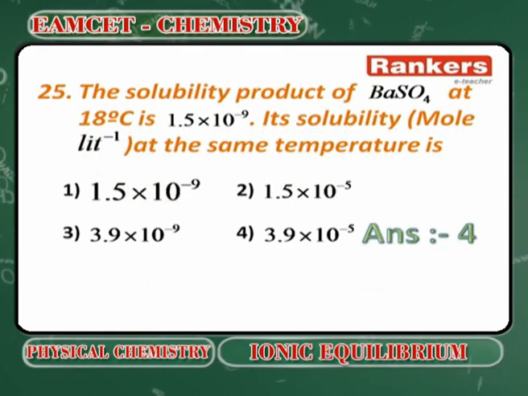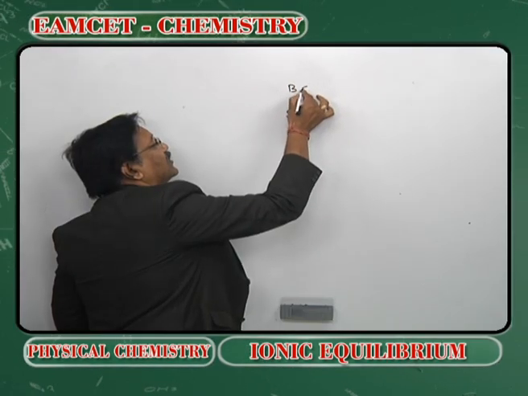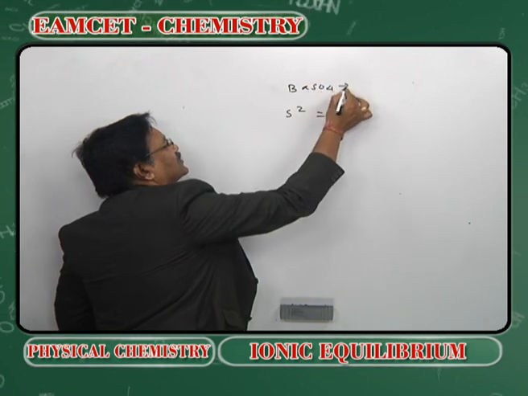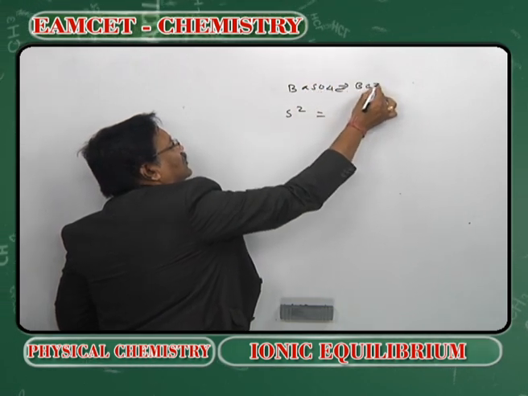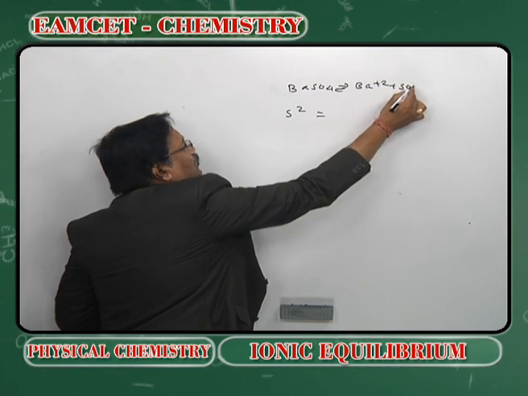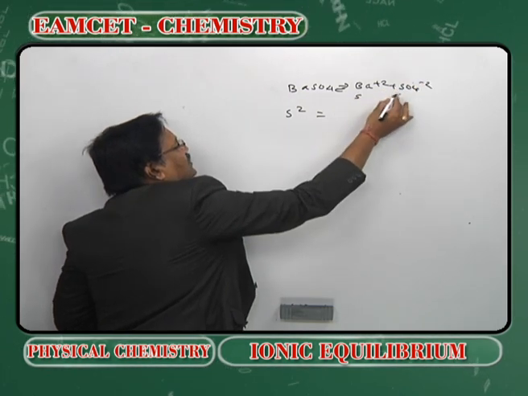the solubility product of BaSO4 at 18 degrees is 1.5 into 10 to the power of minus 9. Find its solubility at the same temperature. What is the expression for the solubility product of barium sulfate? S square. Barium sulfate ionizes into Ba plus 2 and SO4 minus 2, so its solubility is S and S.